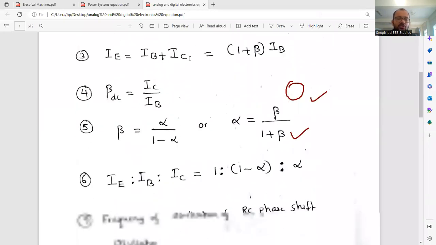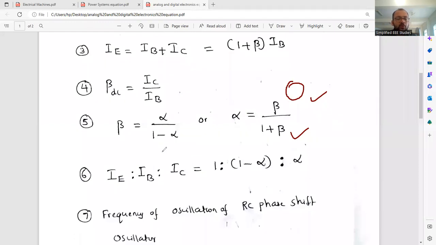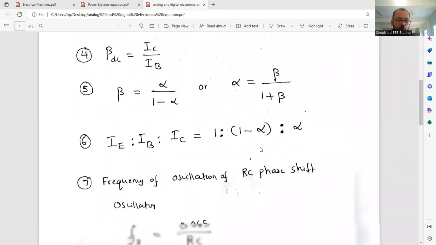Similarly, the ratio of emitter current to base current to collector current, you can write as 1 is to 1 minus alpha is to alpha. Okay, IE is to IB is to IC. Fine. Next is some important equations from the oscillators that I will be showing you.